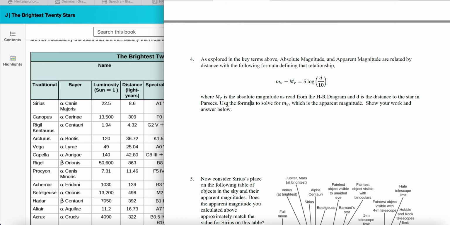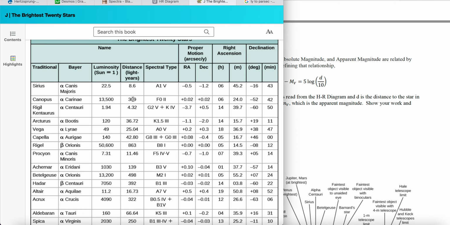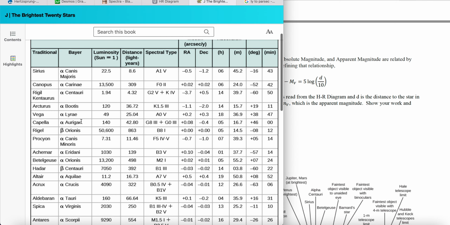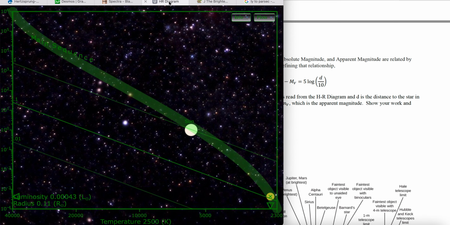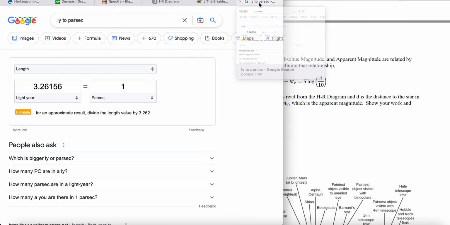So I don't want to solve Sirius for you, because that's the calculation I want you to make for number 4, but I do want to do another example, so you can see the steps. So let's take a look at one that I don't ask about. Let's go ahead and do Vega, which is 25 light years away. We know that the conversion is 3.26, so I'll go back over to Desmos.